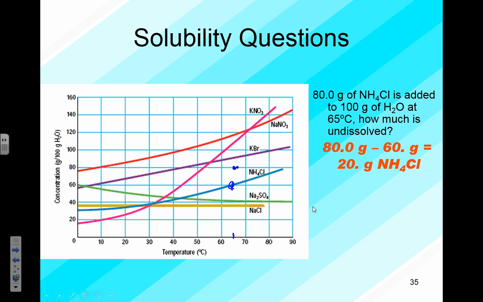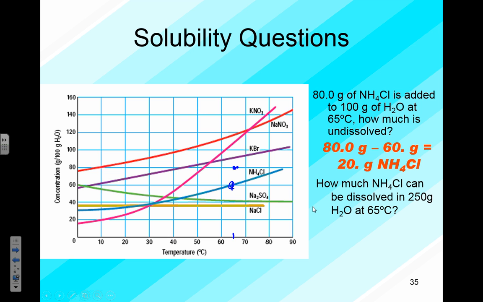Or I could write it as 2.0 times 10 to the first grams of ammonium chloride. Same thing. They both show the same number of significant digits and they're the same number, so they're both perfectly acceptable. So this is another type of question. If we're above the line, then we've got more than full. So how much is going to be sitting on the bottom?